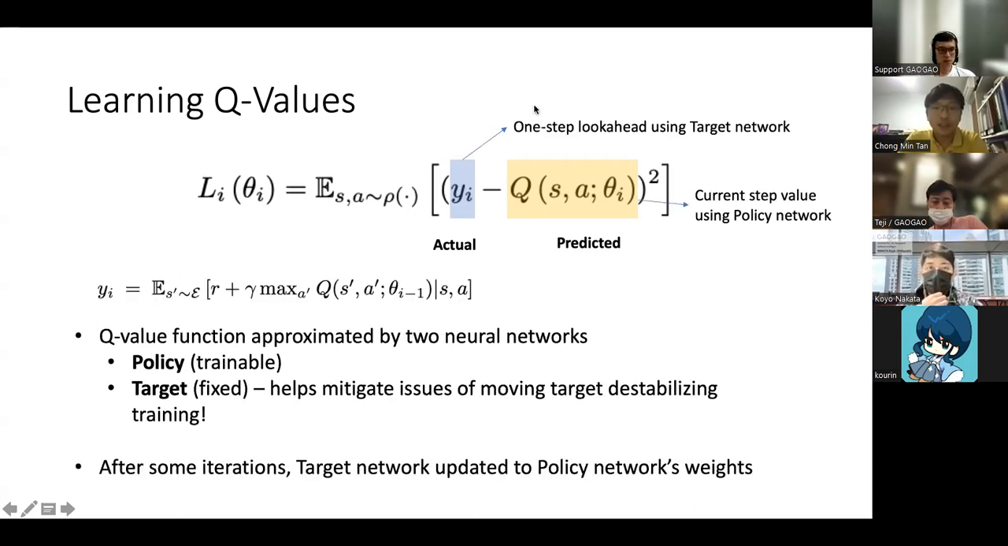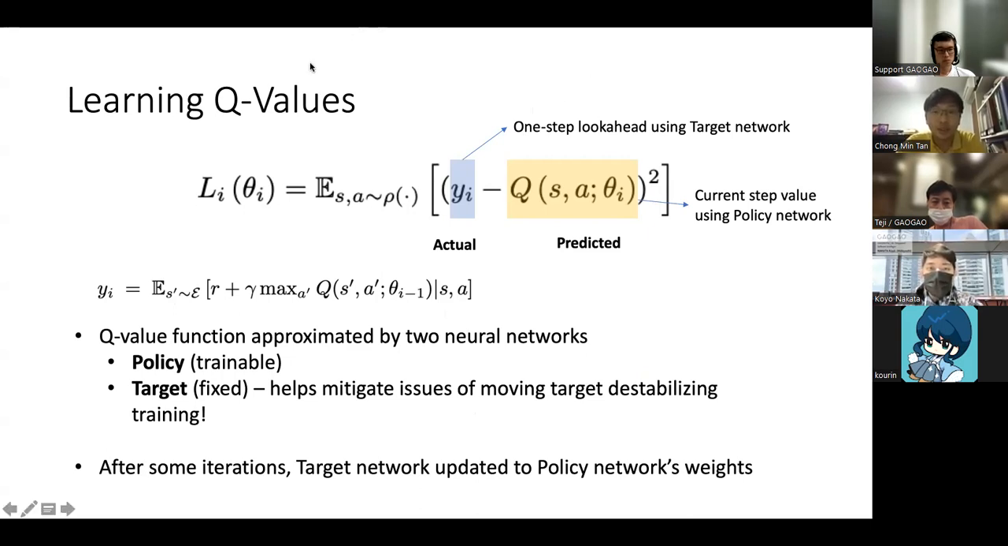So this is the more in-depth thing. You can see that this yi is actually this one-step look-ahead thing here. Okay, there's one extra thing to take note of, which is basically that there's a need to use a previous network instead of the current network.